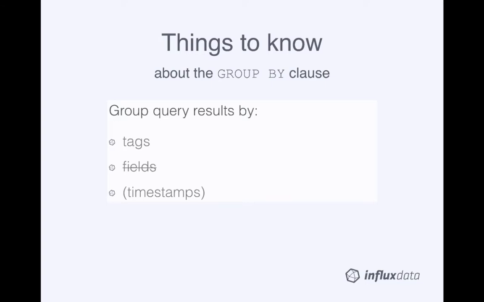If you expect to group query results by specific key value pairs, you probably want to make those data a tag. Finally, the GROUP BY clause allows you to group query results in specific time ranges. I won't be discussing that functionality in this segment. It's a much longer topic and deserves a short of its own.